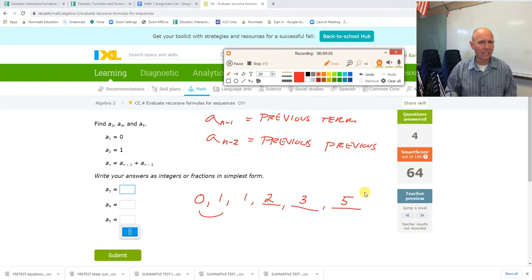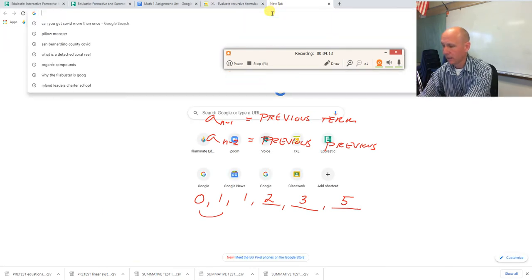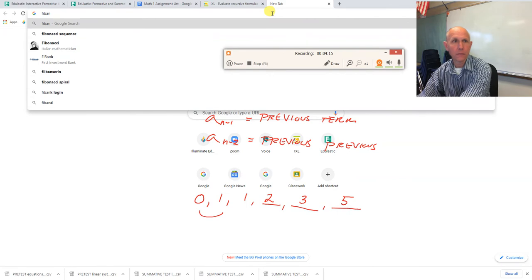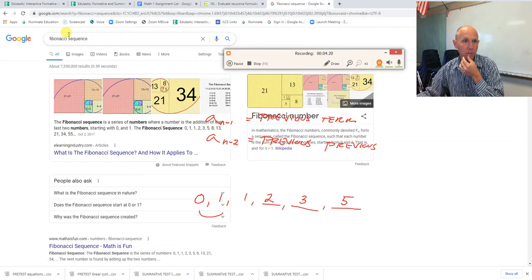And I think, let me Google this, I think this is the Fibonacci sequence, isn't it? Give me the Fibonacci sequence. 0, 1, 1, 2, 3, 5, 8. 0, 1, 1, 2, 3, 5. Yeah, this is the Fibonacci sequence.